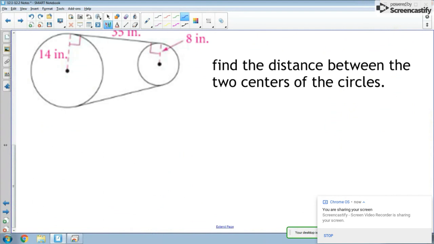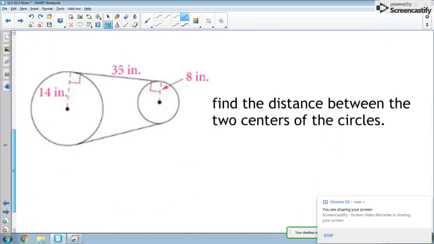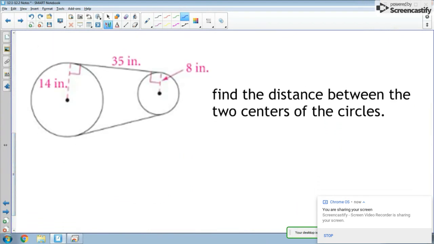Okay, so let's say we wanted to find the distance between the centers of the circles. So how could we do that? I guess there's a couple different ways we could do that, but we're trying to find this distance here. I'm going to draw that in a dotted line. Okay, so we're trying to find this distance. How are we going to do it?